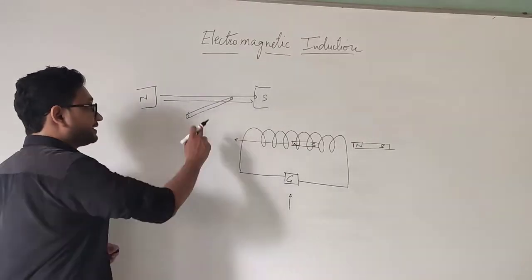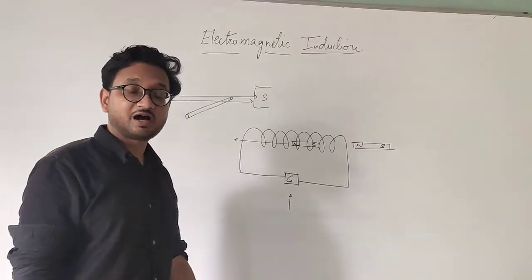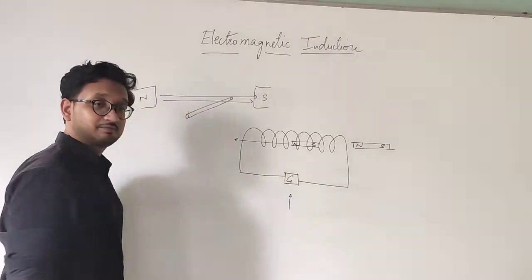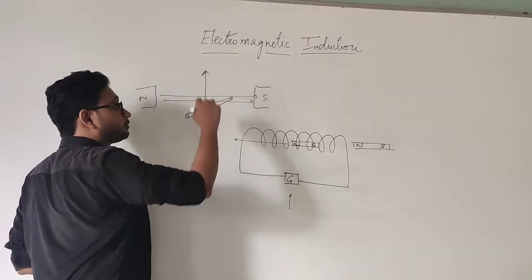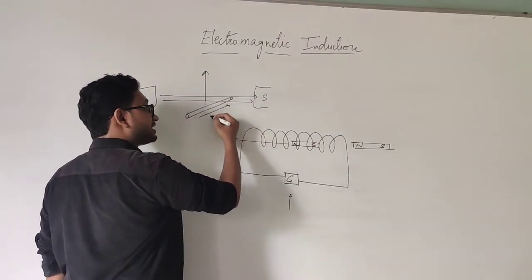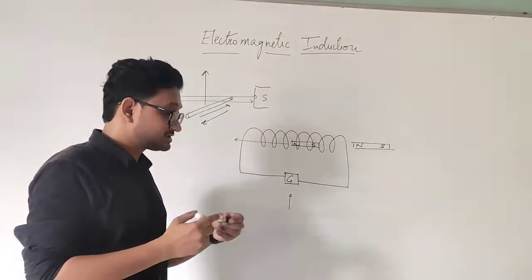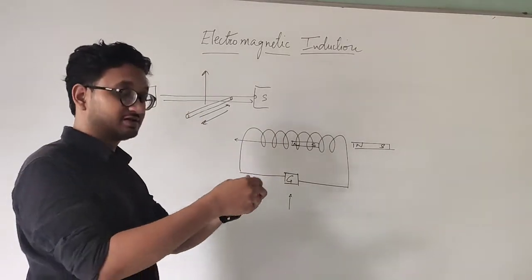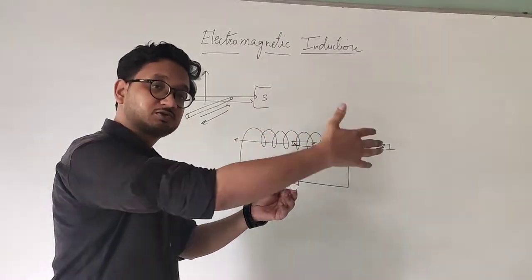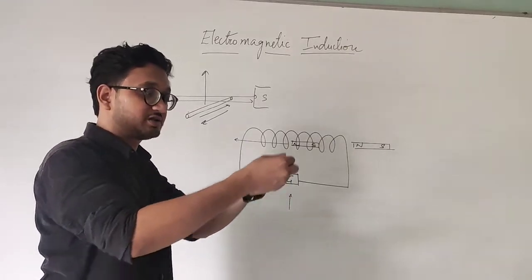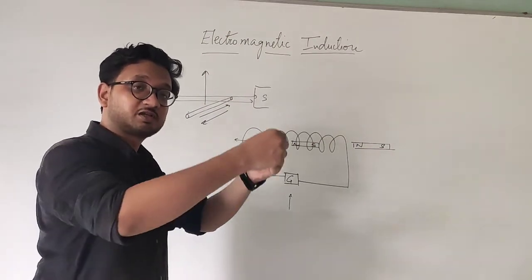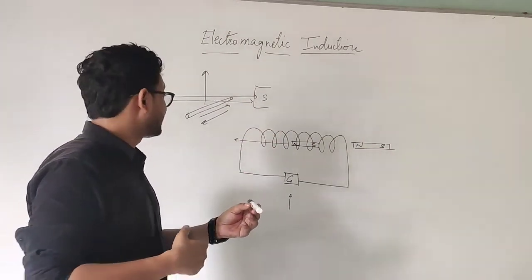Suppose we have kept this conductor in a magnetic field, and we are inducing current in this conductor by moving it. Let's say that we are moving it in the upward direction. Current will be generated, obviously, we know that. But whether it will go in this direction or this direction, that we don't know. So suppose this is a conductor which I have kept like this, north pole and south pole. The magnetic field is moving in this direction, north to south, and I am moving this conductor in the upward direction as I have shown in the figure. I want to know where the current will be generated.